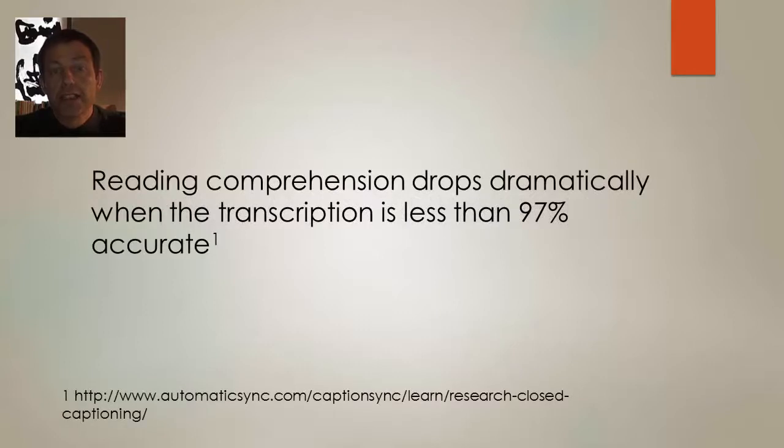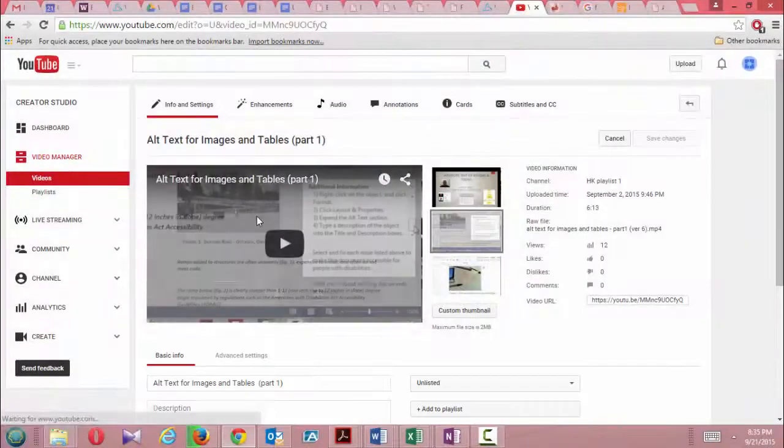The URL should now be on the screen. Note that reading comprehension drops dramatically when the transcription is less than 97% accurate. Let's look at the automatic captions for a video that I posted to YouTube with automatic captions set on.